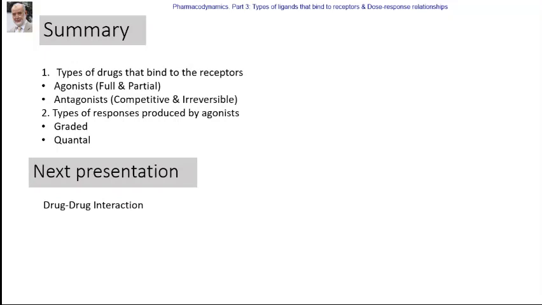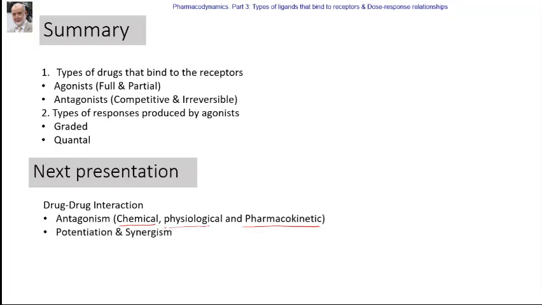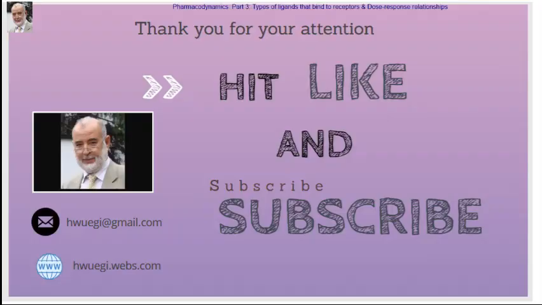If I take more than one drug at the same time, what will happen? So we'll talk about antagonism, if one drug antagonizes the effect of the other, and we will speak about the different types of antagonism, including chemical, physiological, and pharmacokinetic antagonism. Also, we will talk about potentiation and synergism, inshallah.